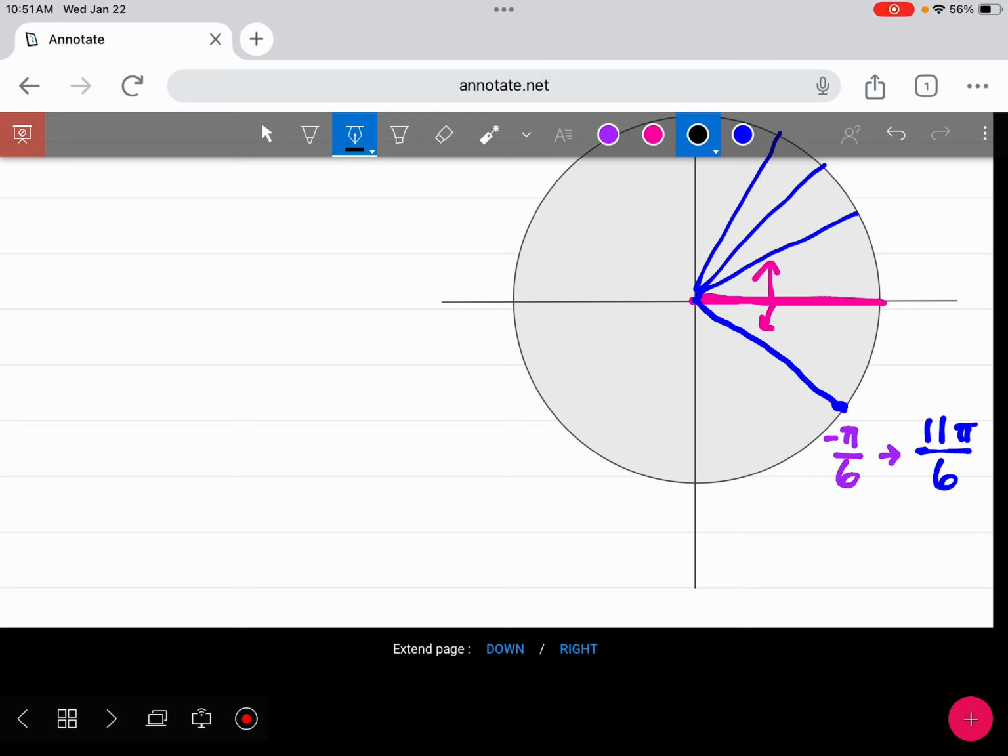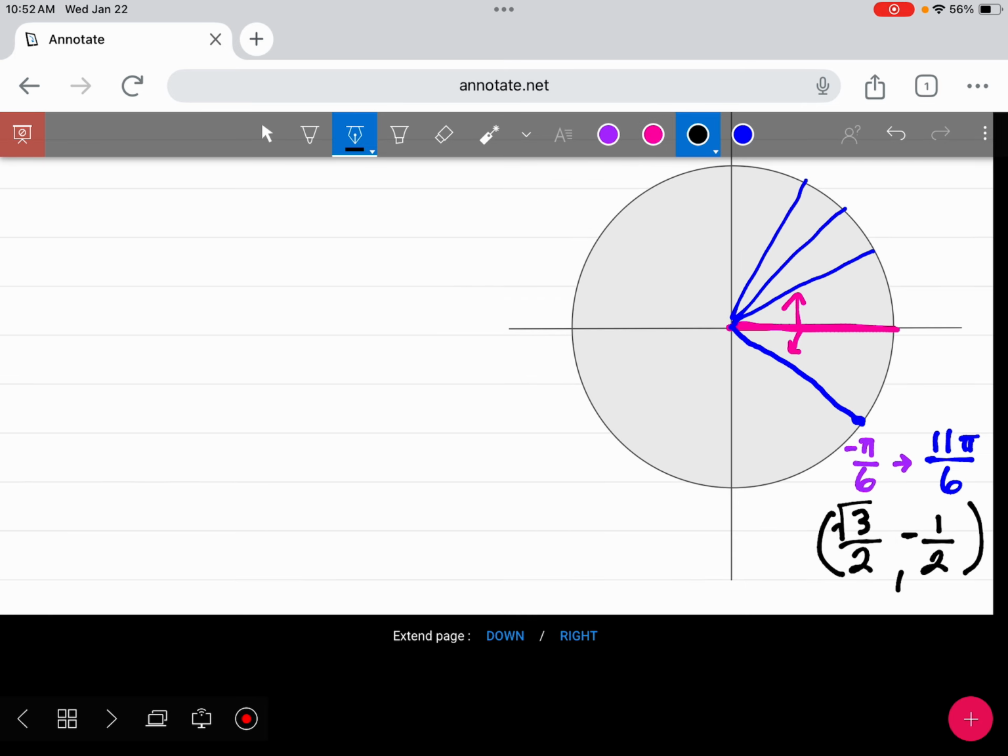So then let's think about our ordered pair for 11 pi over 6. What is our ordered pair for 11 pi over 6? Yeah, so it's going to be the 3, but don't forget our square root of 3 over 2 and our 1 over 2. Which one's negative? The negative 1/2, because this is down.